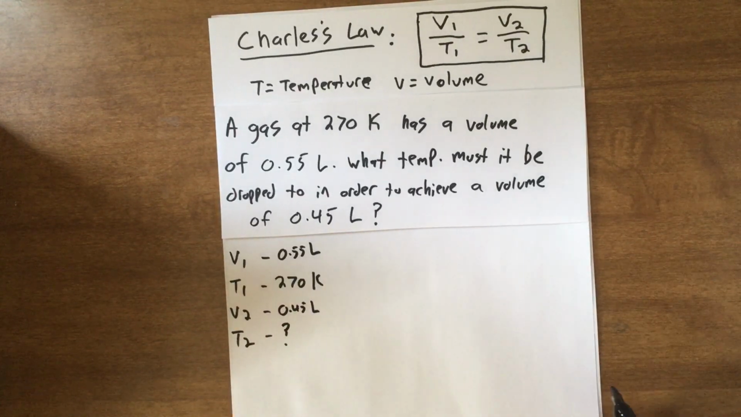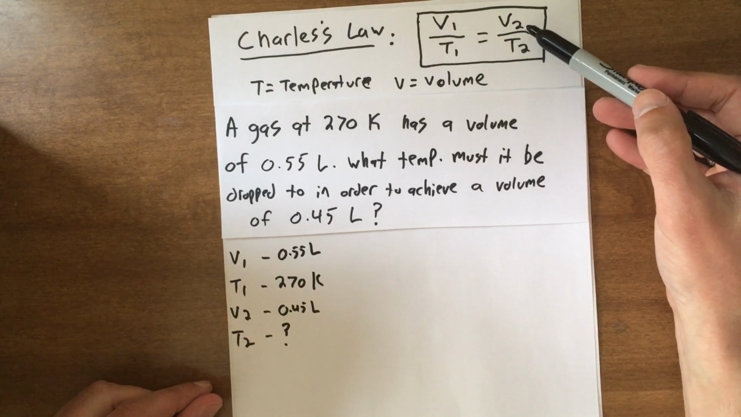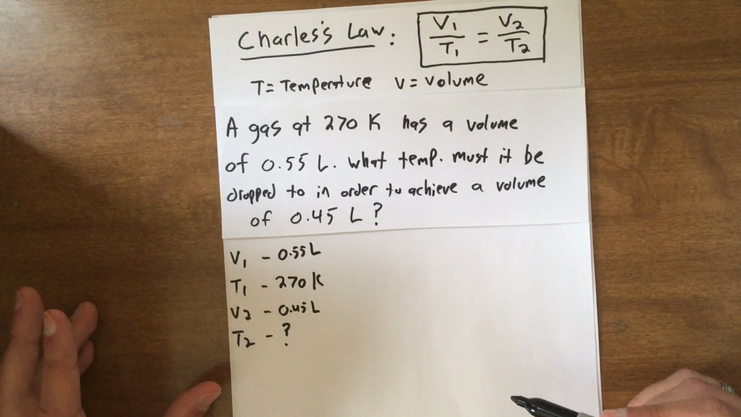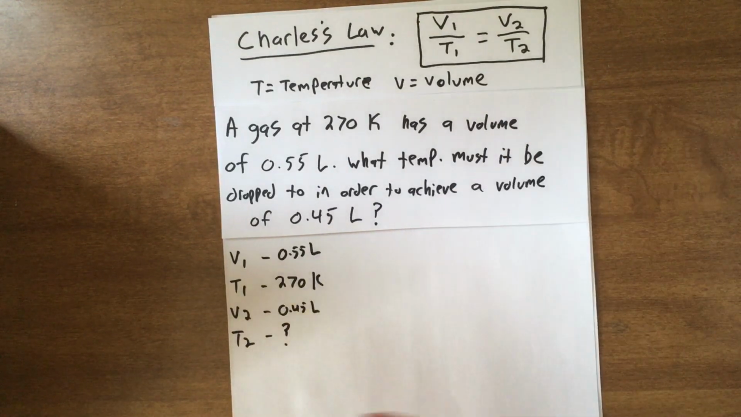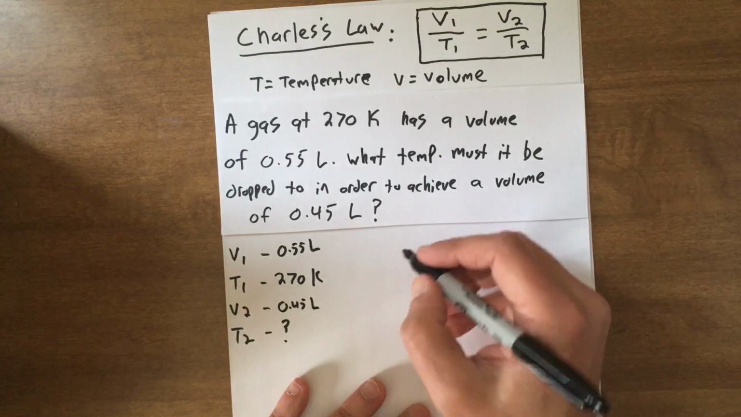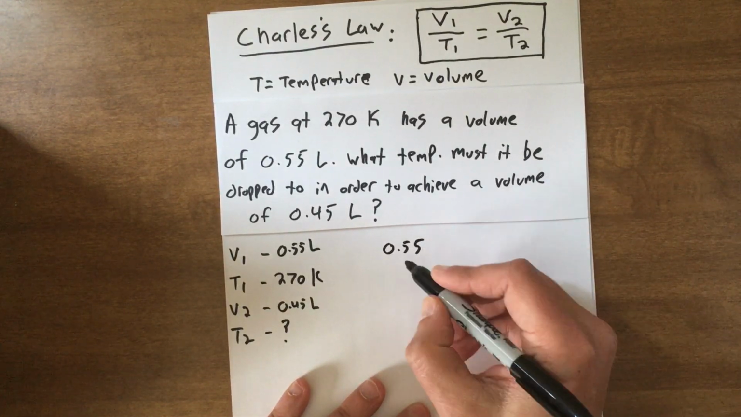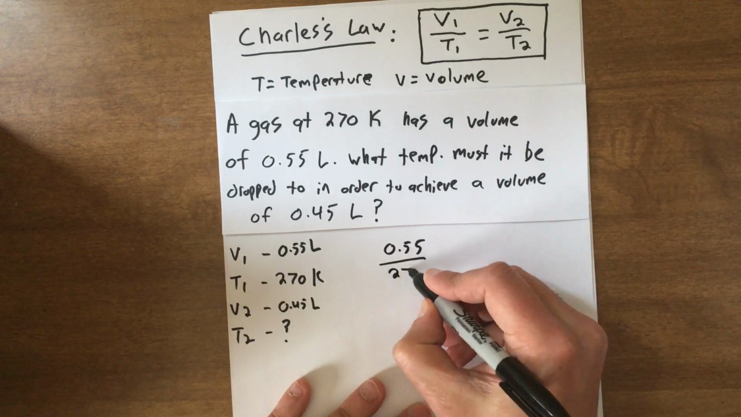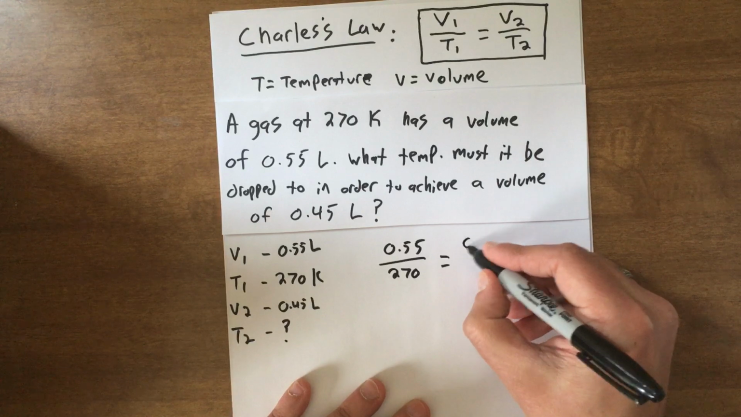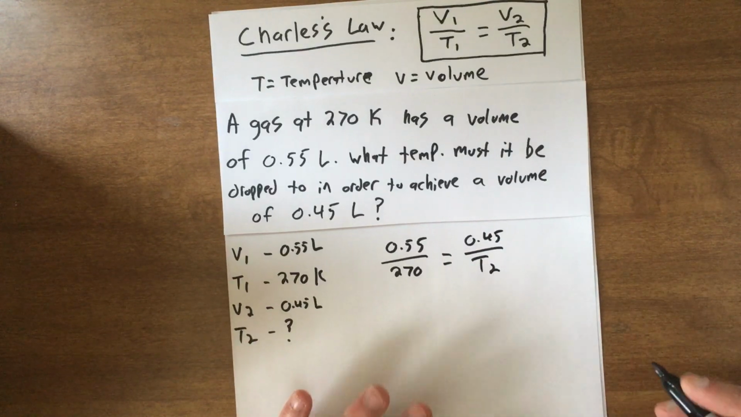Okay, so it's really similar to the last problem, except this time we're solving for T2 instead of V2. And I found in teaching this that that's a problem that people have more trouble with. Trying to solve that algebraically is a little bit trickier. So let's set it up and I'll show you what I mean. Okay, so here's our V1. Here's our T1. Here's our V2, and here's our T2.